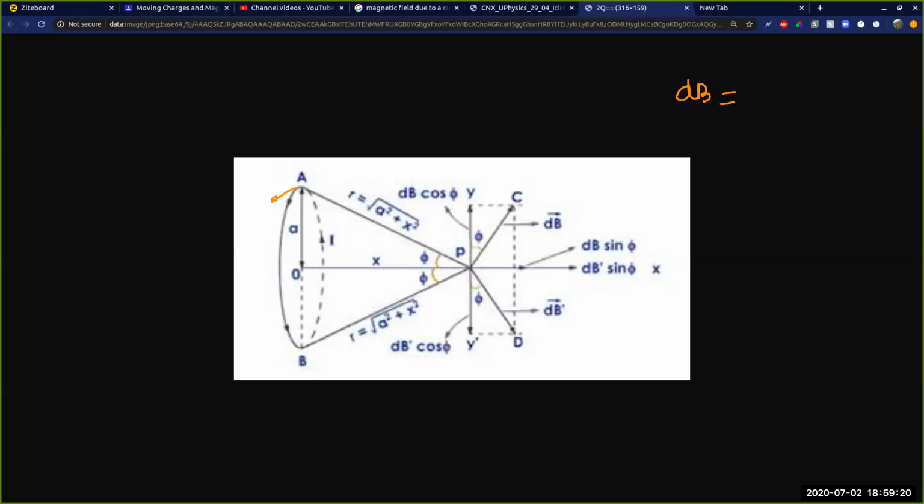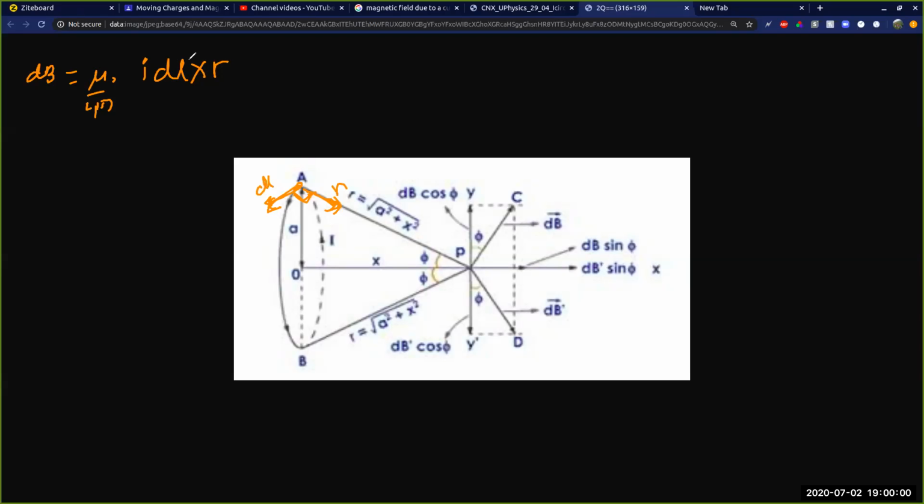dB is equal to mu naught by 4 pi, I dl cross R. Dl means the small circumference of it, right? What is the angle between dl and R? Theta? Look here, dl is like this, R is like this. So what is the angle between dl and R? 90, right? Oh wait, yeah, correct.